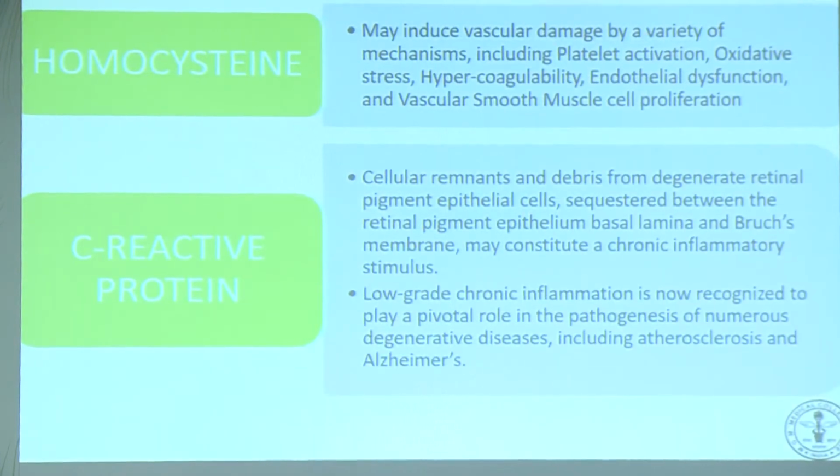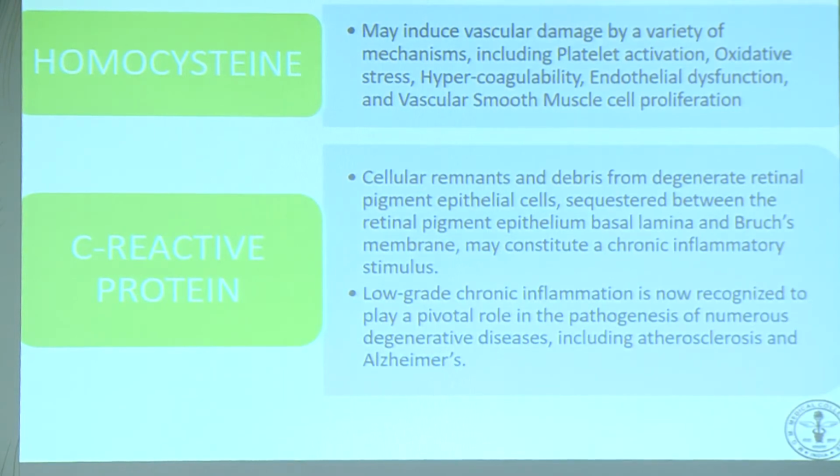The reason we chose homocysteine, it may induce vascular damage by a variety of mechanisms including platelet activation, oxidative stress, hypercoagulability, endothelial dysfunction, and vascular smooth muscle proliferation. C-reactive protein was chosen because cellular remnants and debris from degenerated retinal pigment epithelial cells sequestrated between the RPE and the basal lamina and Bruch's membrane may constitute a chronic inflammatory stimulus.